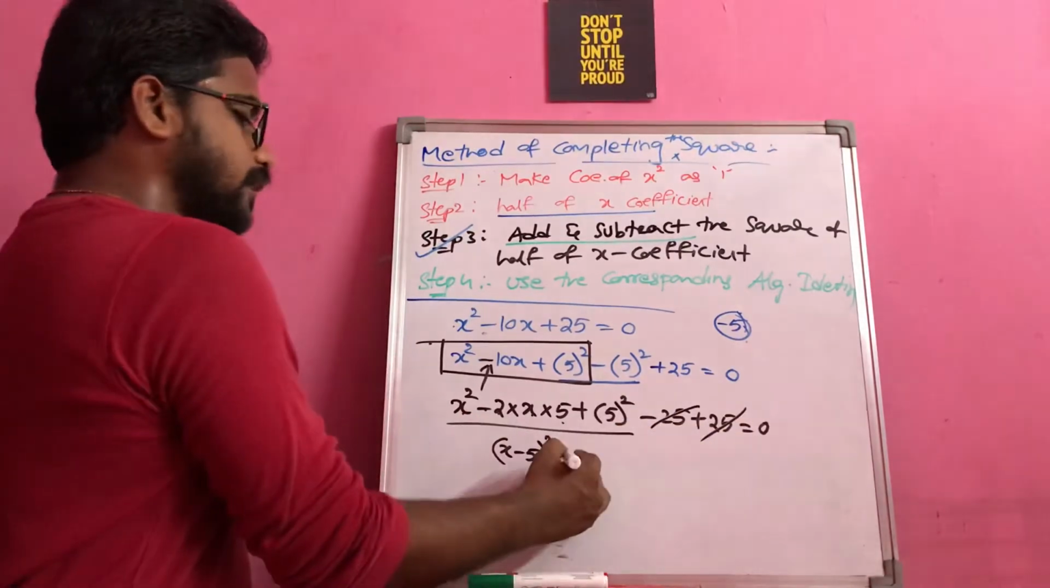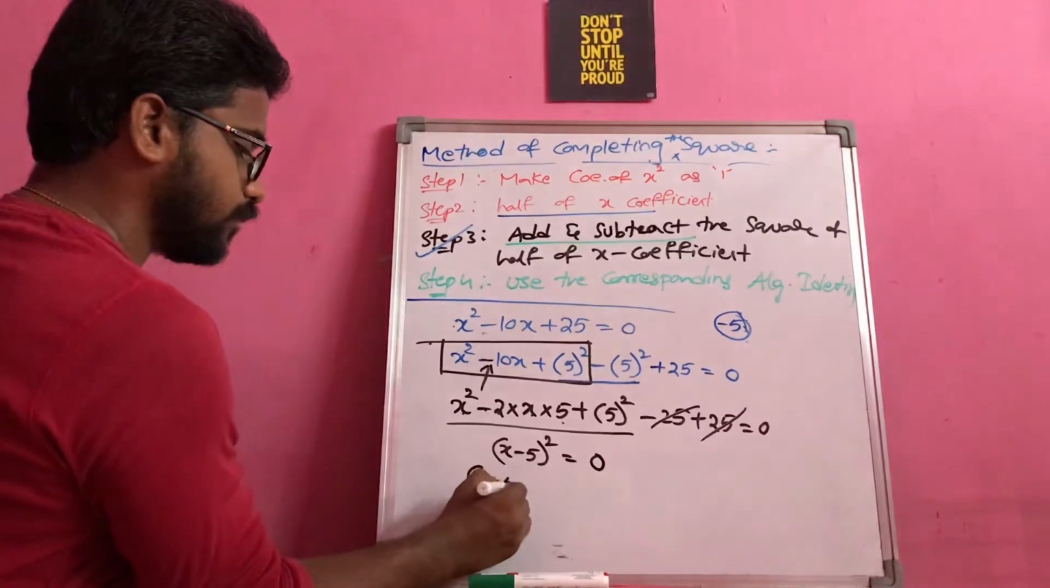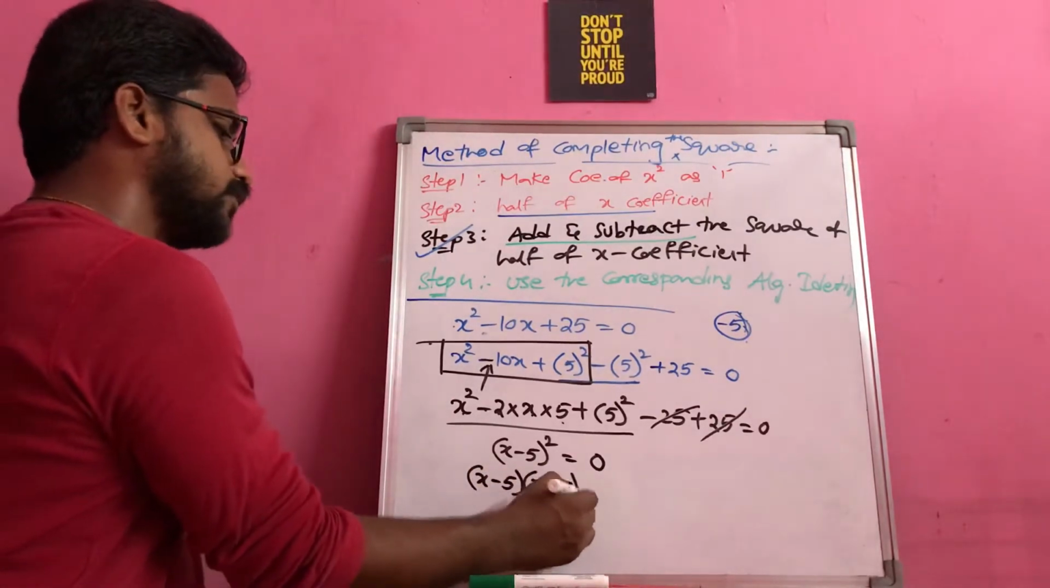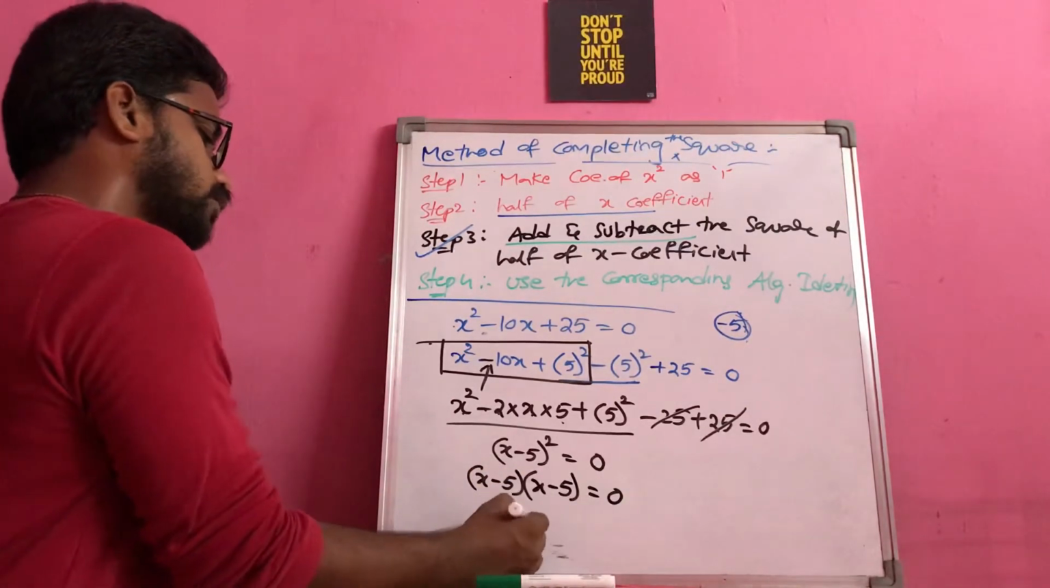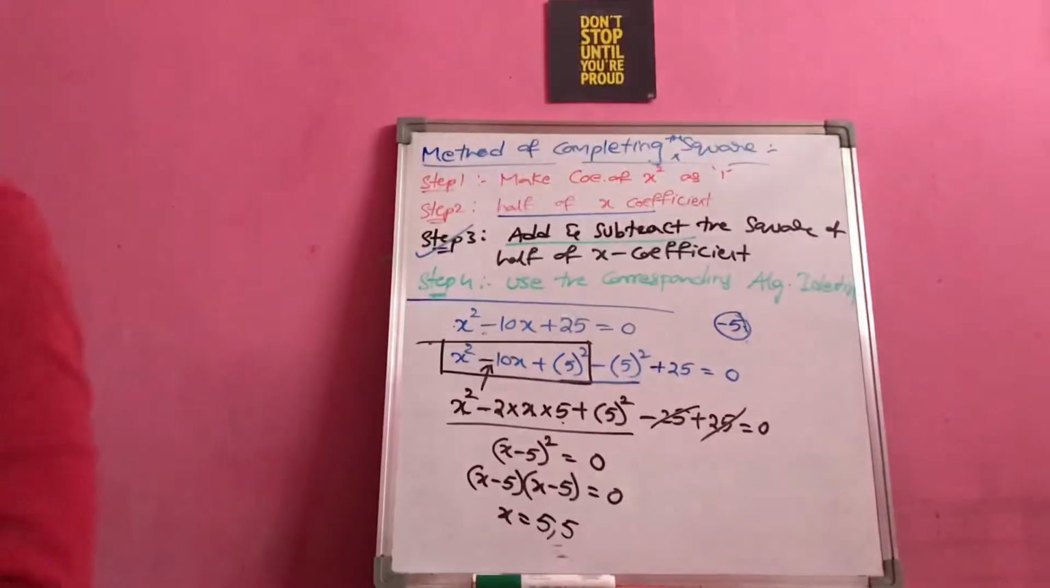These two will get cancelled and you will get 0. That means (x − 5)(x − 5) = 0, which means x = 5, 5. So this is how you have to apply the method of completing the square to get the roots of a quadratic equation.